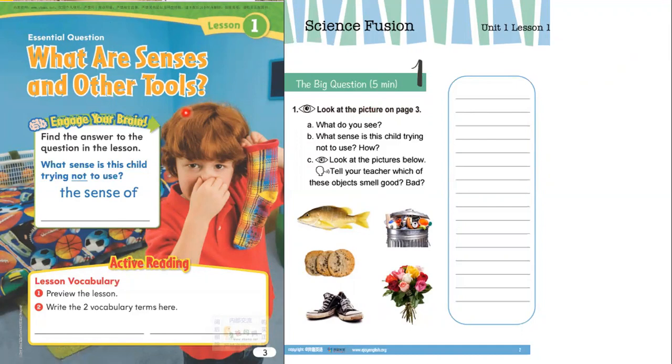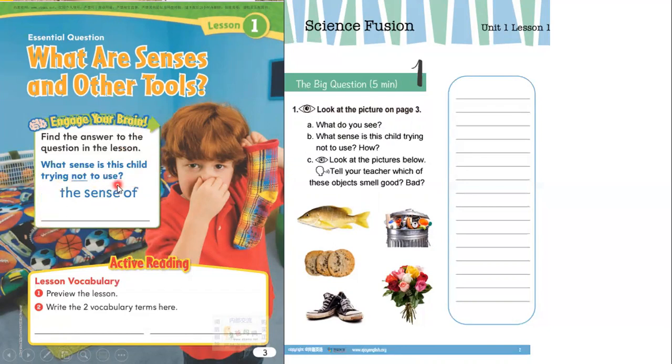What are senses and other tools that scientists use to be able to find out more information? So you might want to bring in that point. There's also additional information over here in the lesson plan. You can bring in, what do you see back here in the background? What's going on? And then read the Engage Your Brain.